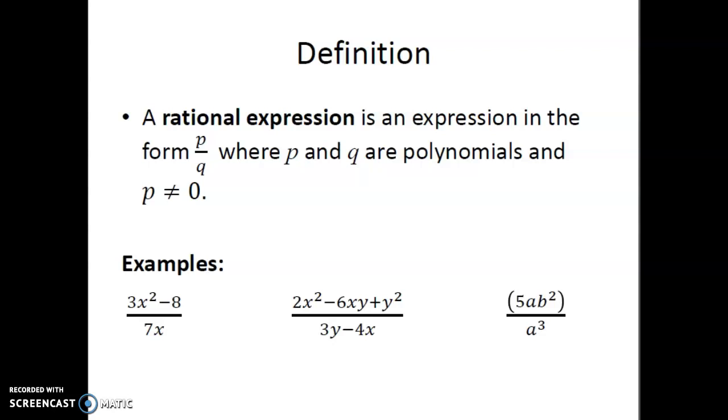So your formal definition: any expression in the form of P over Q, where P and Q are polynomials, and that should say Q, the denominator Q, is not equal to 0. All right, so we have three examples of rational expressions below. So the polynomials can be anything in the numerator, anything in the denominator.